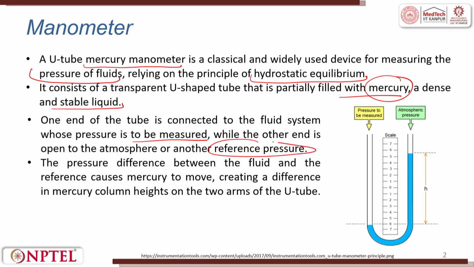So, there is a reference pressure. Based upon the reference pressure, we have one end of the tube where the pressure is to be measured. The pressure difference between the fluid and the reference causes mercury to move, creating a difference in mercury column heights on the two arms of the U-tube. This part is already covered. Here, for example, the pressure is to be measured of the fluid. This is the atmospheric pressure that is open. This difference is known as pressure head difference. This lets us know what is the pressure of the fluid system here.